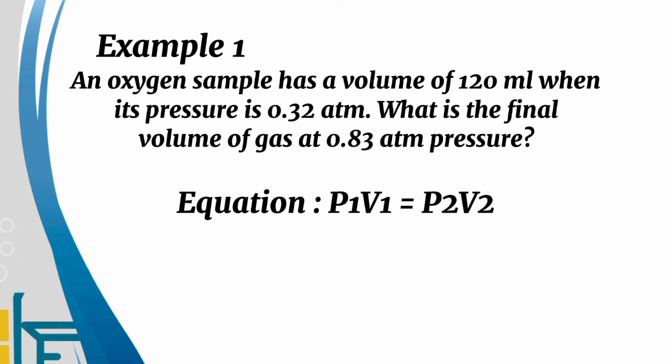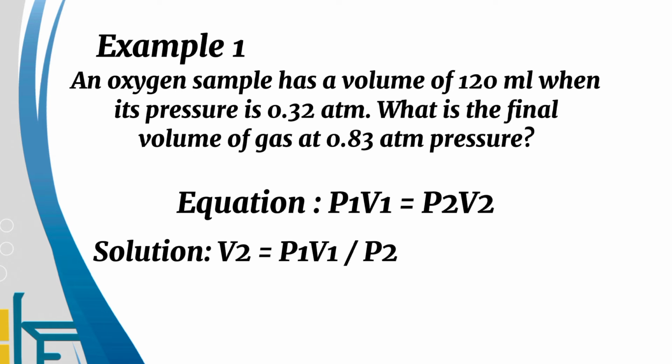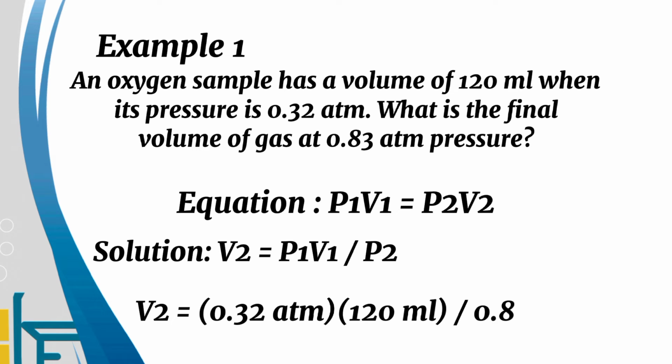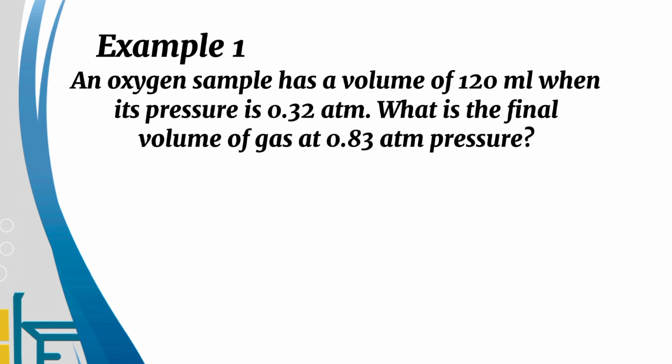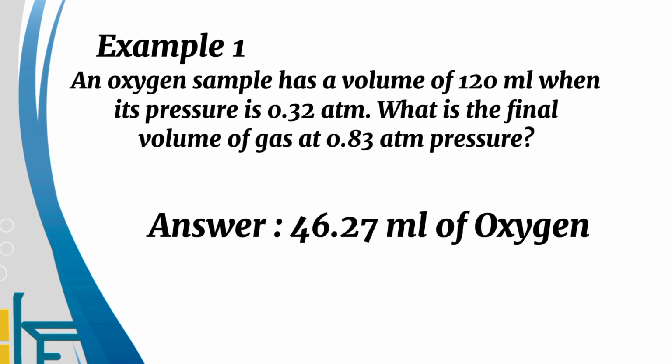In the solution, we need to formulate another formula in order to get the final volume, which is V2. We need to cross-multiply the Boyle's law formula to formulate it. And this is the formula that we make: V2 is equal to P1 V1 over P2. Now, we need to substitute the givens in the formula that we made. It should be written like this: V2 is equal to 0.32 atm times 120 milliliters over 0.83 atm. Cancel both atm units in the solution. So the final volume of gas that we get is 46.7 milliliters of oxygen.